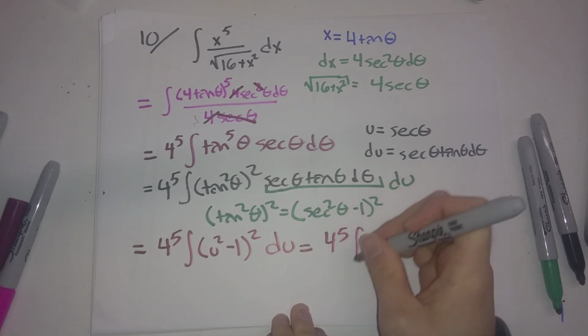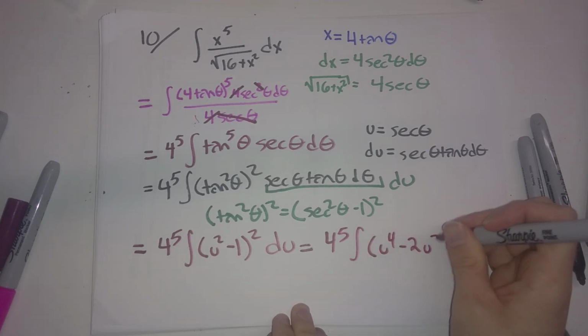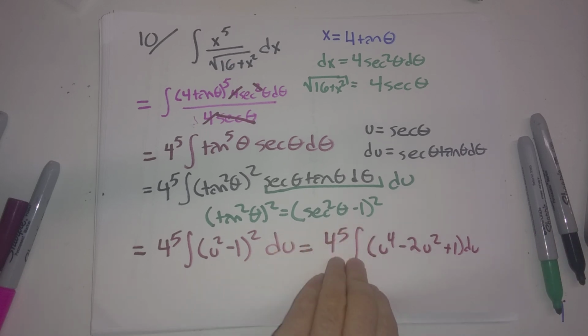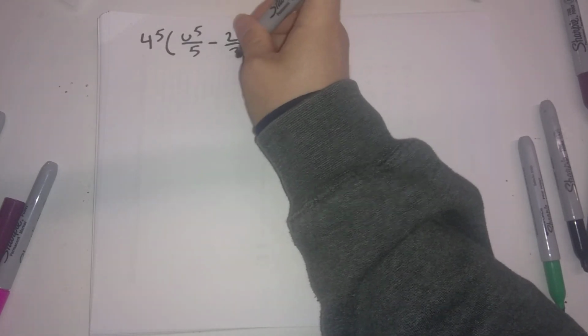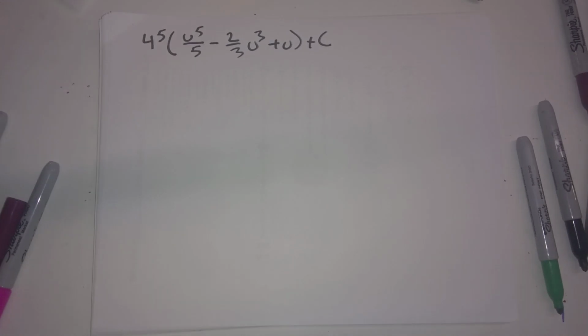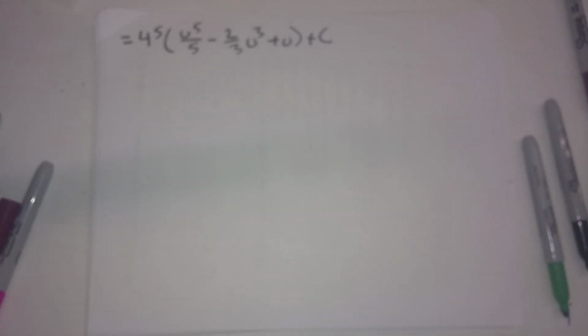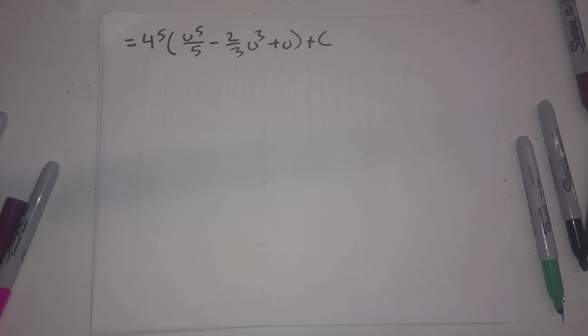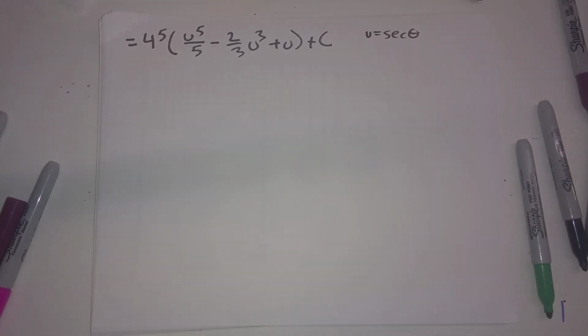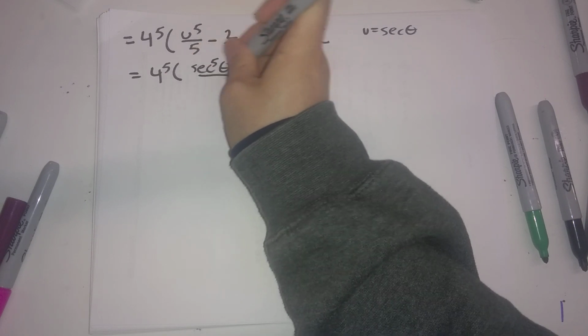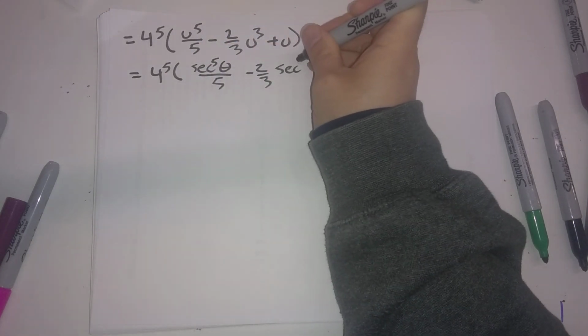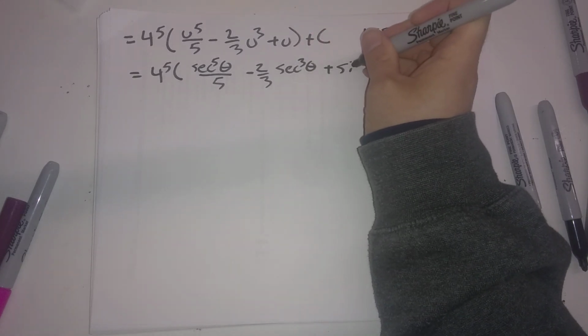which is 4 to the fifth times the antiderivative of u to the fourth minus 2u squared plus 1. And so this is going to give us 4 to the fifth times u to the fifth over 5 minus 2/3 u cubed plus u plus c. Okay, so we see here u. And we should know u is equal to secant theta, so we have to substitute back to get rid of the u. So it's 4 to the fifth times secant to the fifth theta over 5 minus 2/3 secant cubed theta plus secant theta.